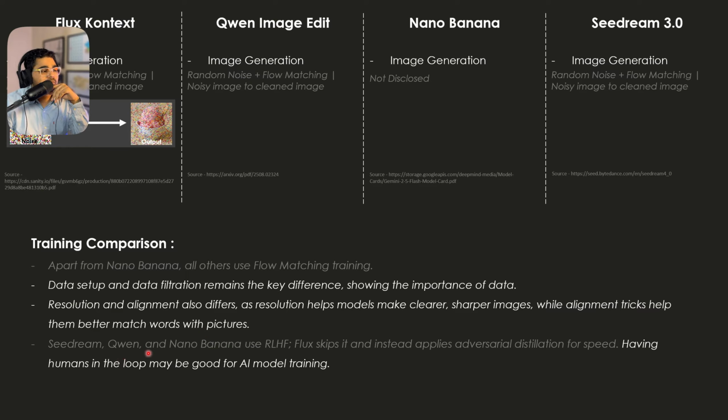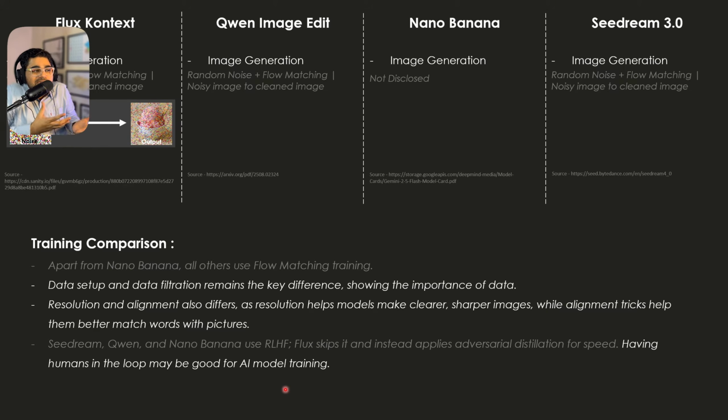And lastly, Seedream, Qwen and NanoBanana all use human feedback in the post-training process, which I think is really important. Flux skips that and instead applies adversarial diffusion for speed. And I was thinking maybe having a human in the loop is really good for AI model training. But that is what the differences between all of these four models are. If you zoom out, you will see all of these are really the same.